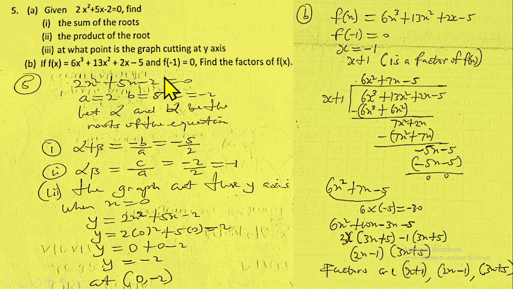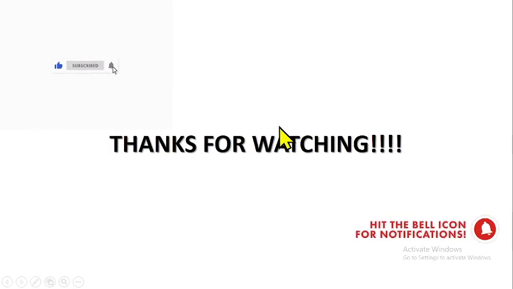So all the factors of this cubic are s plus 1, then 2s minus 1, and 3s plus 5. So that's the solution to question number 5. That's the solution to all the objective questions and the theory questions for further mathematics second term examination for SS2 students in Lagos State.